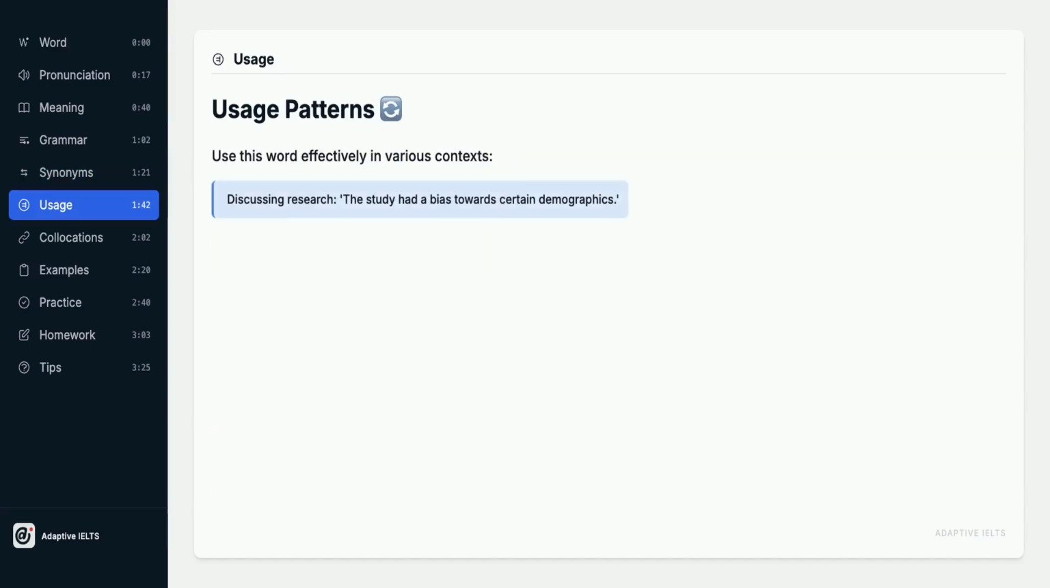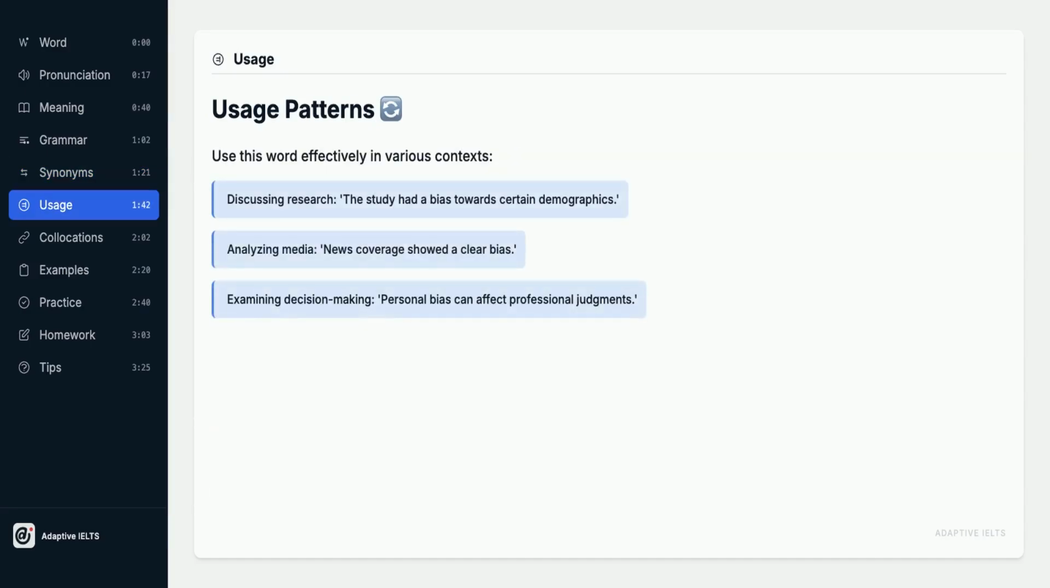Use this word effectively in various contexts. Discussing research, the study had a bias towards certain demographics. Analyzing media, news coverage showed a clear bias. Examining decision-making, personal bias can affect professional judgments. Remember to use it both as a noun and a verb.